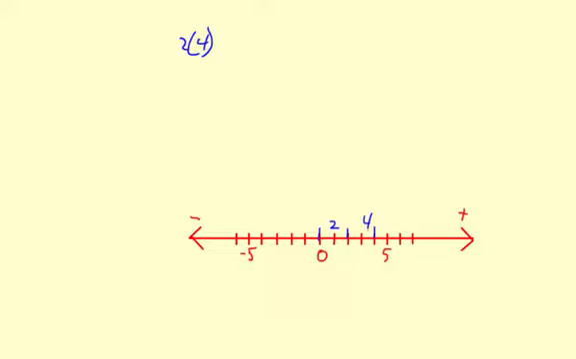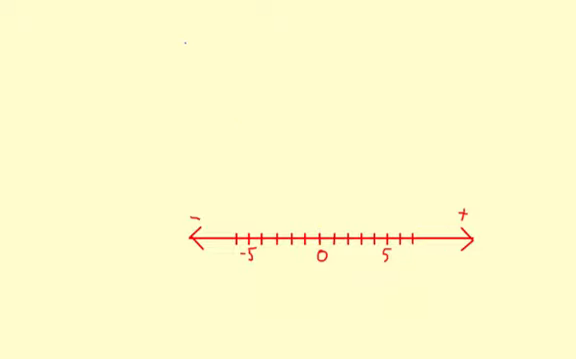So it's 4, 6, and then 8. So 2 times 4 is 8. That's the simplest version of modeling using integer multiplication. Well, what if we have some negative integers?